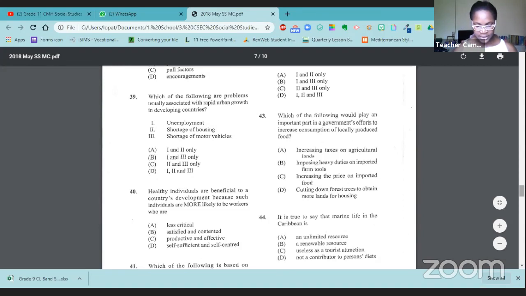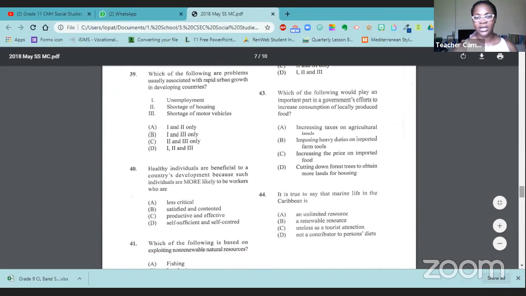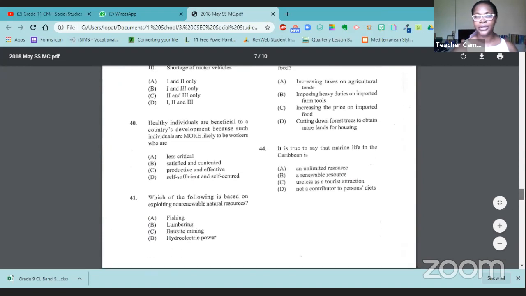44, it is true to say that marine life in the Caribbean is, and the answer is A, a renewable resource. It is not unlimited, but it is renewable. It does replenish. It is replenishable. And it's not useless as a tourist attraction. And it is a contributor, so that would be out as well. So the answer is a renewable resource.